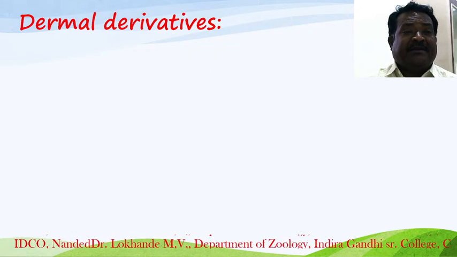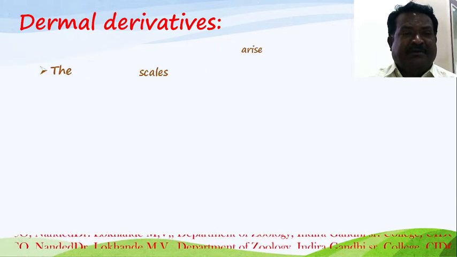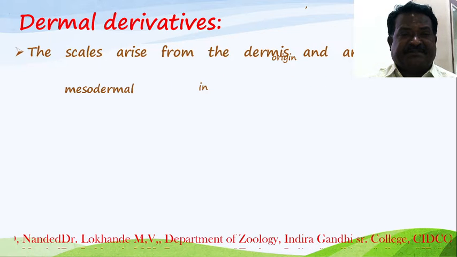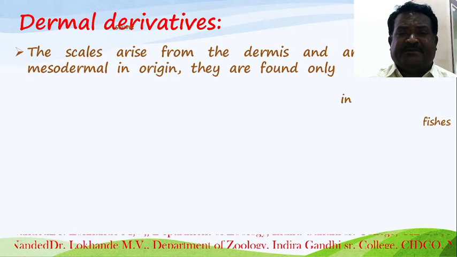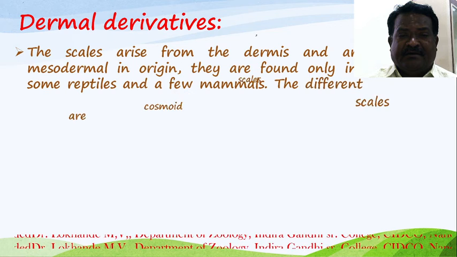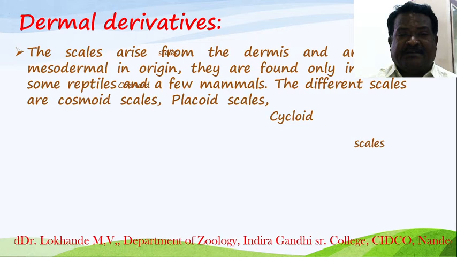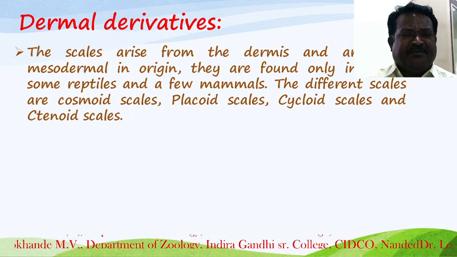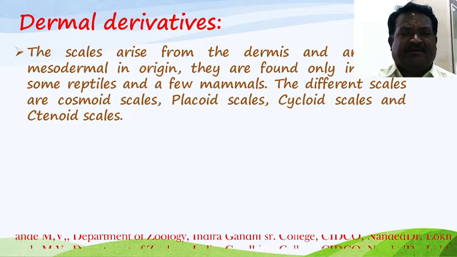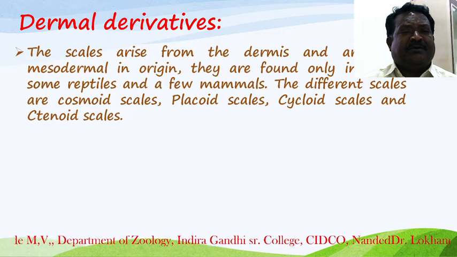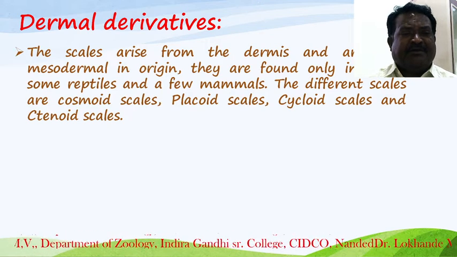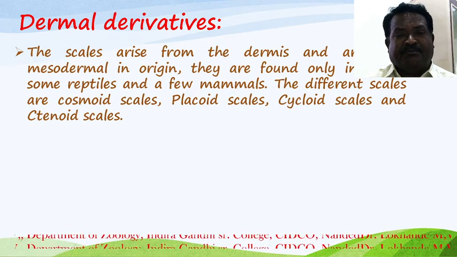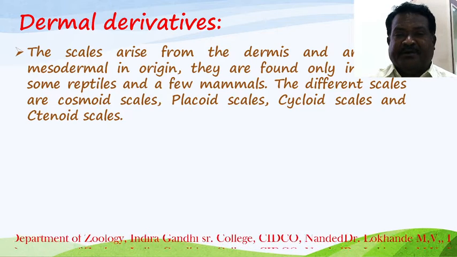So dermal derivatives. The dermal derivatives, the scales. You know that different animals have a covering on the body, and this body or the skin is covered with some scales. You know that this dermis is mesodermal in origin, and it is found mostly in fishes, but also in some reptiles and a few mammals living in water media.